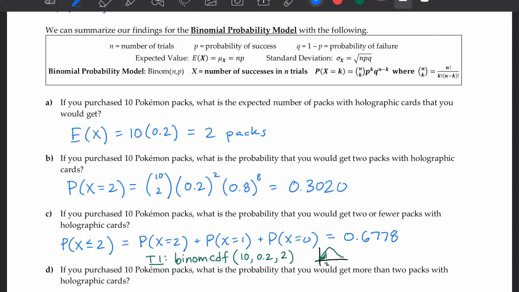Let's do one last one, and by that I mean you're going to do it, but I'll set you up here. So now, what if we bought 10 packs, and I'm interested in the probability that I get more than 2 packs with holographic cards? How do you think you might be able to find that? Hint, you can utilize some of the work we've already done. So think about what might help us out here and how to use it. And when we come into class, we'll talk about that one.